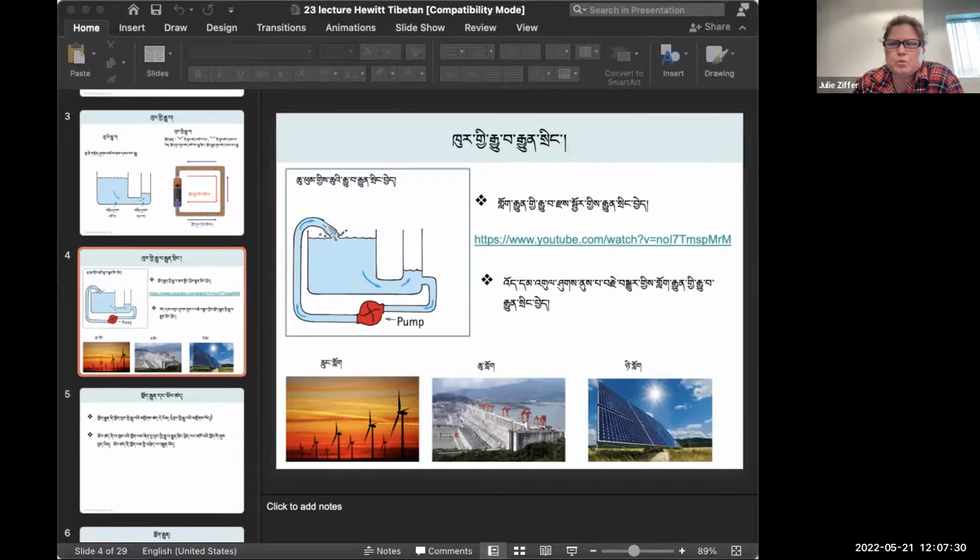So sometimes we use chemical reactions to do that, and that's a battery.